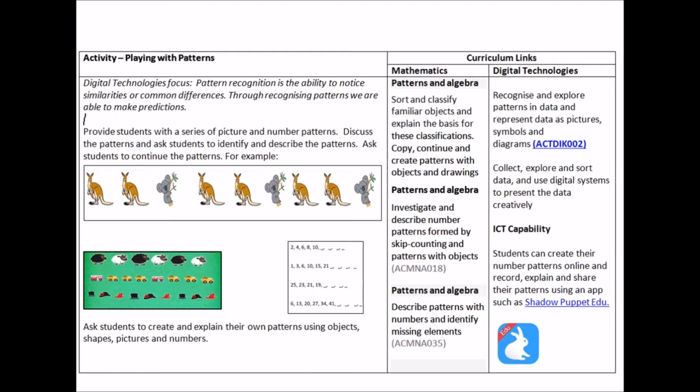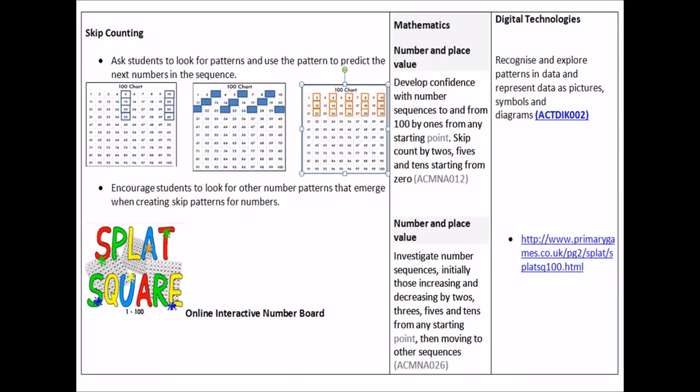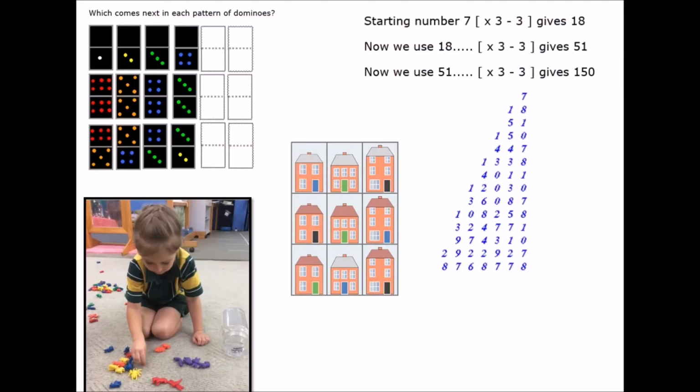So this is a really early example here of students looking for patterns or creating their own patterns. But at the F2 level, they're just exploring patterns in data, and they're representing data as pictures and symbols and starting to think about patterns. But as we move on, hopefully the next slide will get us up to a 3-4 example. Oh, here we go. We're still looking at that early representation.